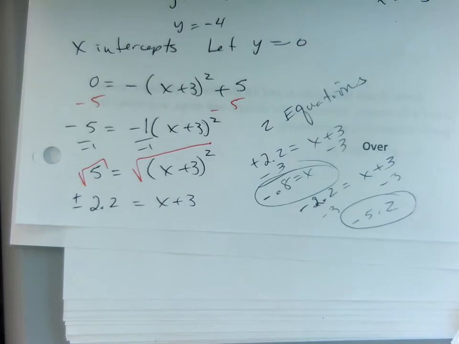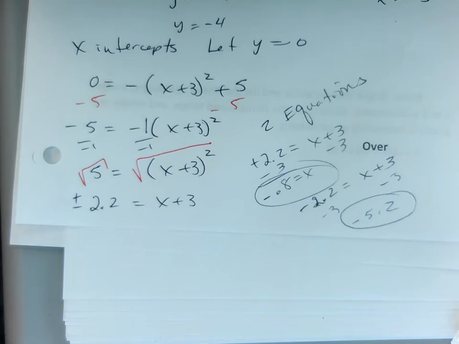Oh, wow. I stopped running for like 2 seconds. Okay, so we got to right here. You guys are with me right here. I took the square root. Two answers, right? So the square root of 5 is 2.2 and negative 2.2. So I have x plus 3 equals both of them, 2.2 and negative 2.2.